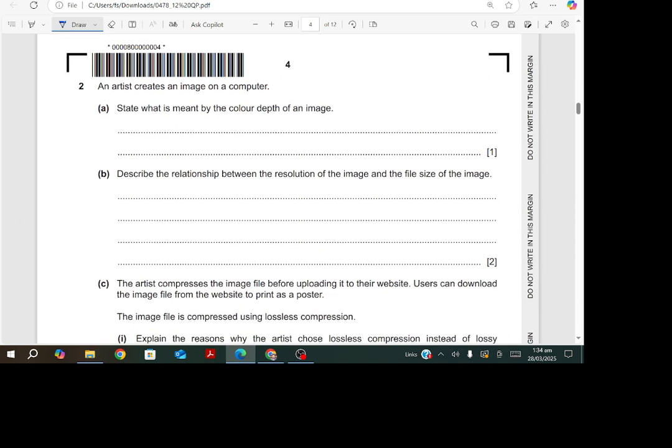Okay. Second question. An artist creates an image on a computer. State what is meant by color depth of an image.